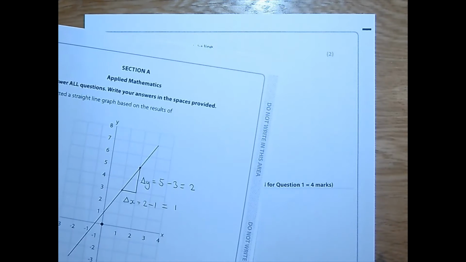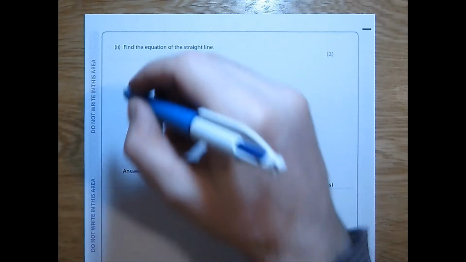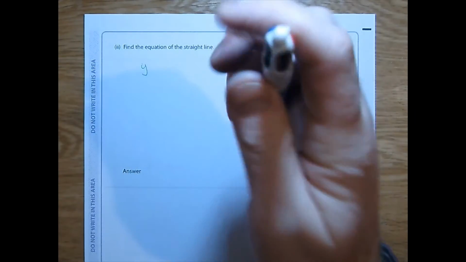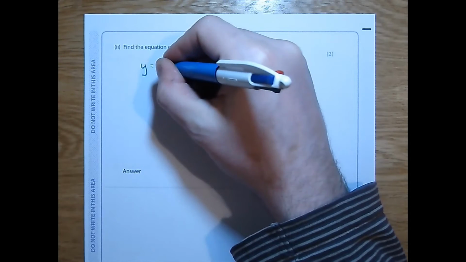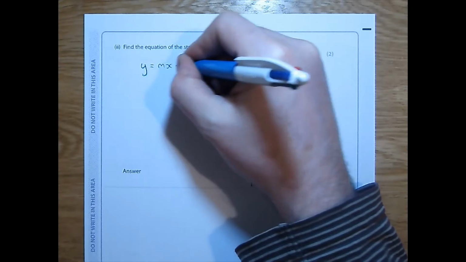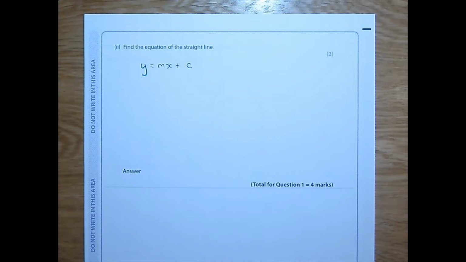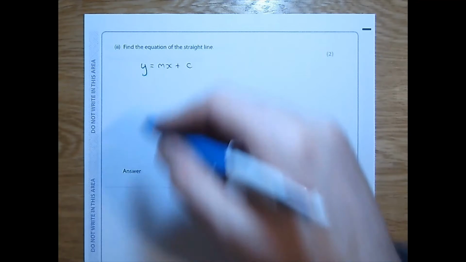Okay, find the equation of the straight line. Looking at the graph, it is a straight line. As I said at the beginning, the form of the straight line is y equals mx plus c. Simply writing that will be enough for a mark in this instance because they wanted you to know that that was the format. But it might not always be, so let's do a bit more to make sure we get all the marks.